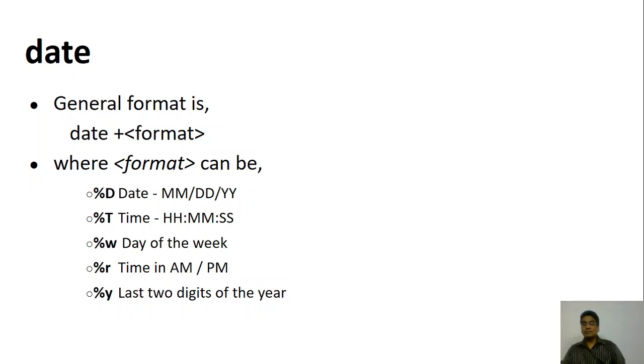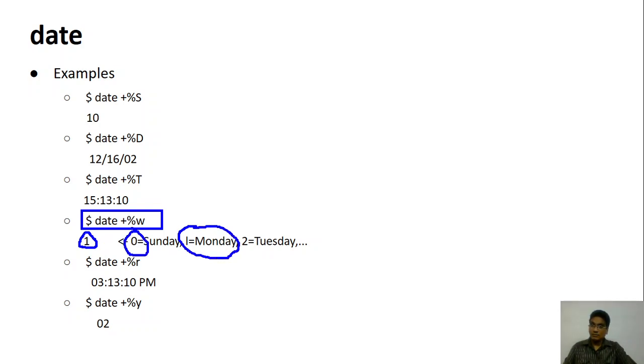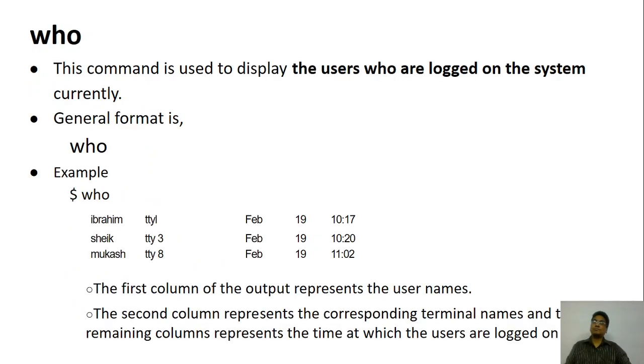Now remember, this day of the week starts from Sunday as the 0th day, Monday as the first day, Tuesday as the second day, and so on and so forth. So just to give you an example, I will highlight that. Suppose you had written this command. If it gives you 1 as the answer, it indicates today is Monday. If I get 0 here, it is a Sunday. So this is how you're going to get it. That's for the date command.